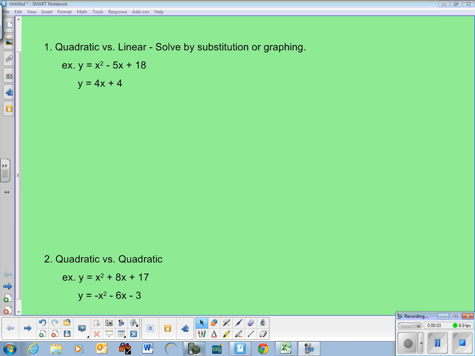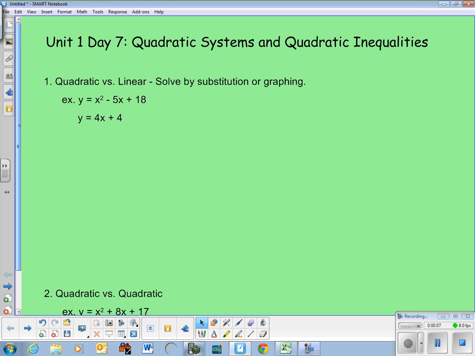Okay, ladies and gentlemen, we're going to wrap up this unit with some discussion about quadratic systems and quadratic inequalities. The first type of quadratic system is actually one quadratic and one linear equation. So we're talking about a parabola and a line. And you need to think of the graph as all of the points that make the equation true.